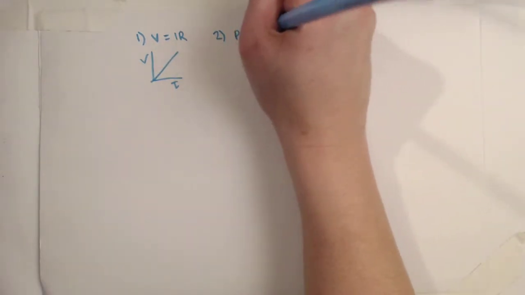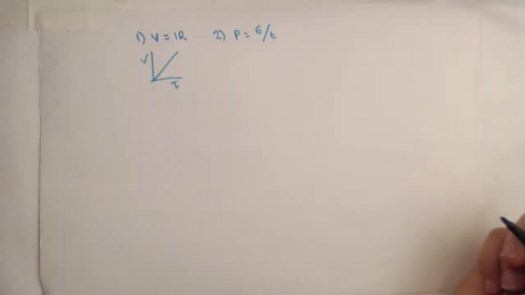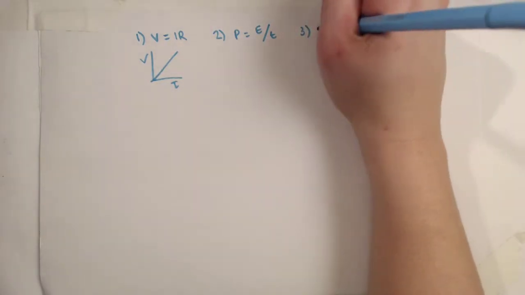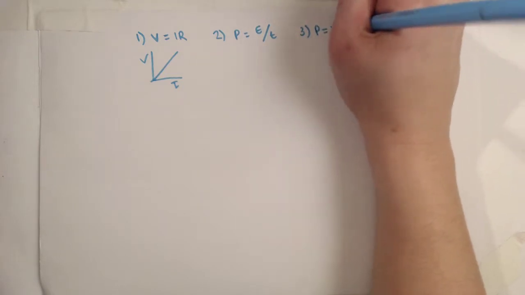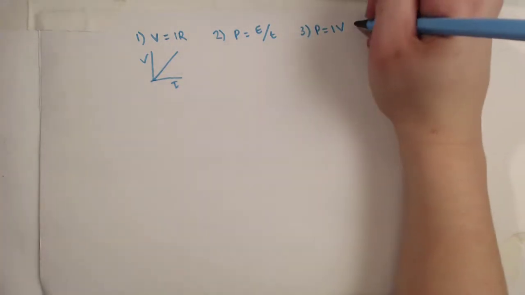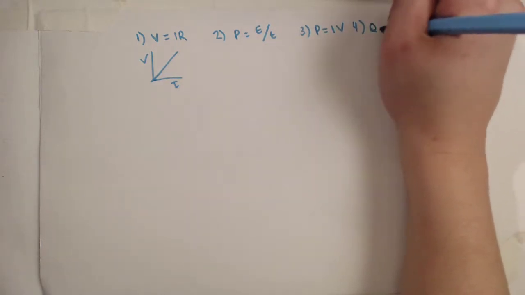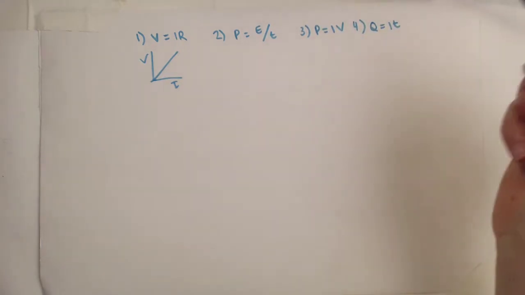Number 2, we have the relationship between power, energy transferred, and time. So power is the energy transferred divided by the time taken. And number 3, we have the relationship between power, current, and voltage. And number 4, we have the relationship between charge, current, and time.